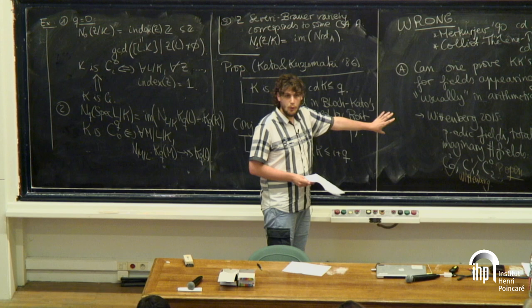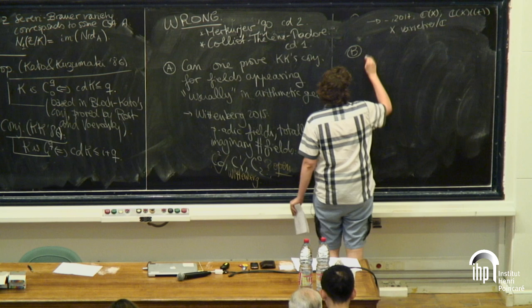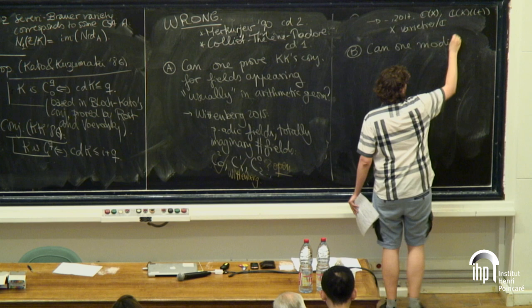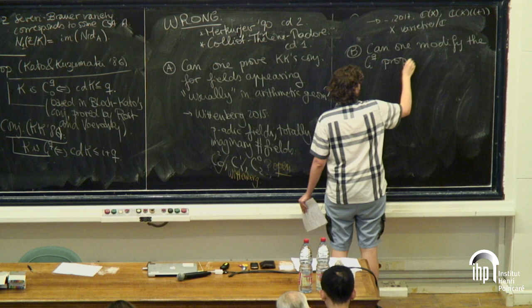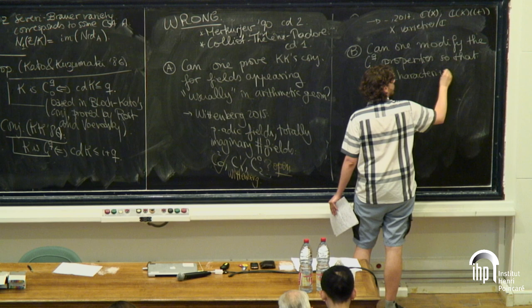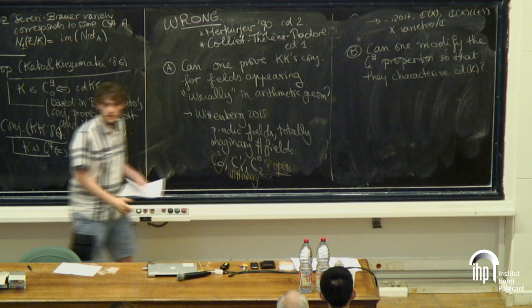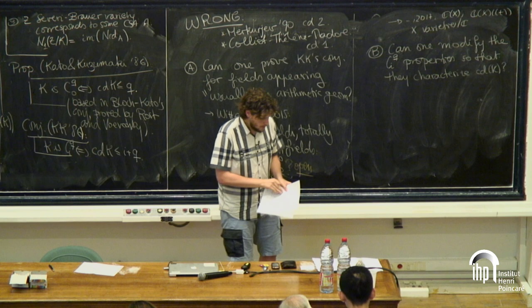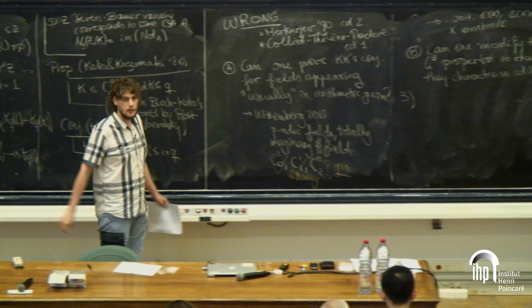The goal is the second question. So can one modify the C_i^q properties so that they characterize cohomological dimension? And so this is the question we are going to try to look at now. To do so, I'm going to introduce the third object that appeared in the title of the talk, that is homogeneous spaces.